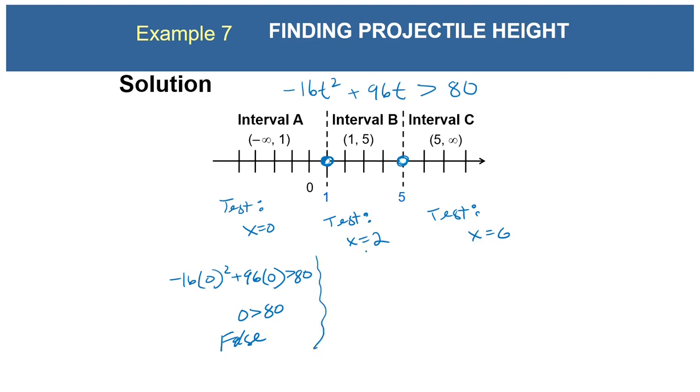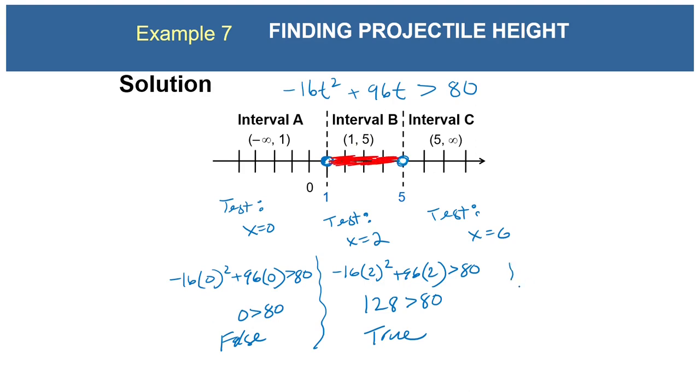Now let's test x equals 2. We have negative 16 times 2 squared plus 96 times 2. Is that greater than 80? That gives me 128 on the left. That is indeed greater than 80. This is true. So I should shade between 1 and 5.